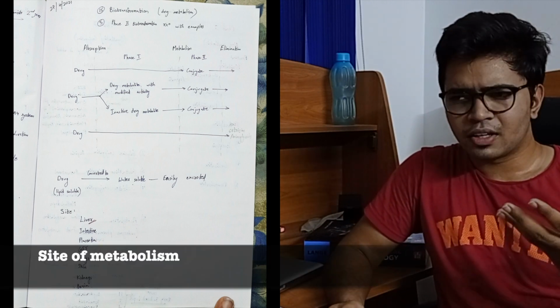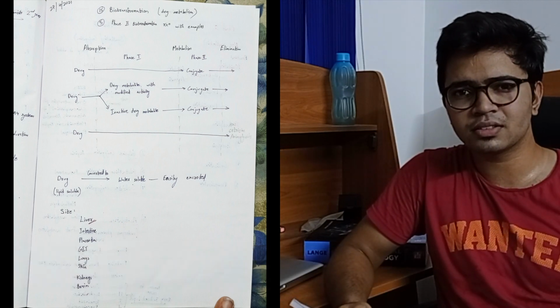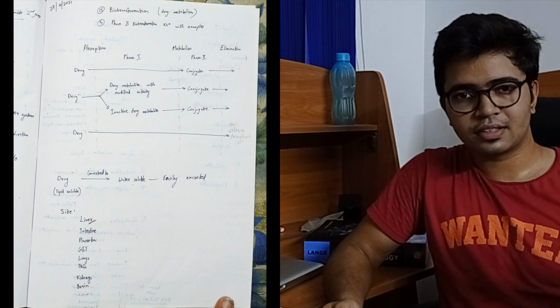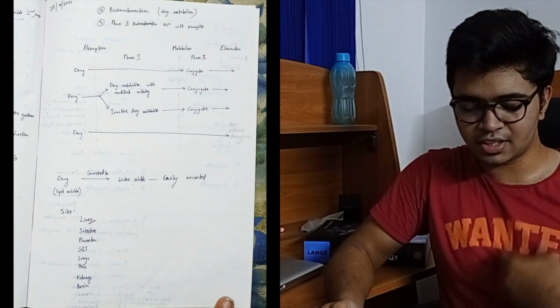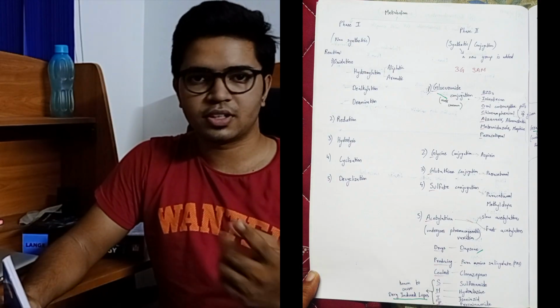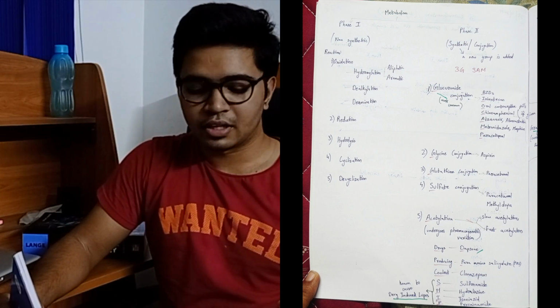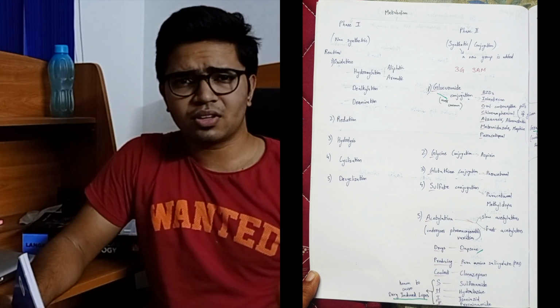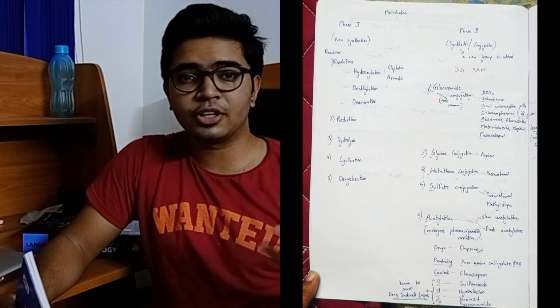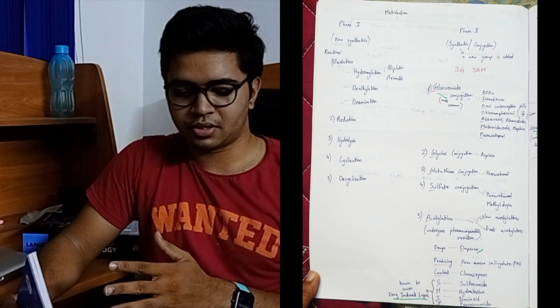Where does this metabolism occur in our body? The main place where metabolism occurs is the liver. There's also the intestine, the placenta, the GIT, the lungs, skin, kidney, brain. Biotransformation takes place in two phases, phase 1 and phase 2. Phase 1 is a non-synthetic reaction and phase 2 is known as a synthetic reaction. Why is it called a synthetic reaction? Because a new group is added to the drug, otherwise called conjugation.